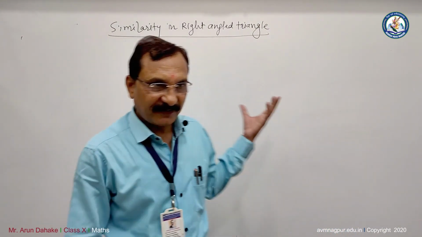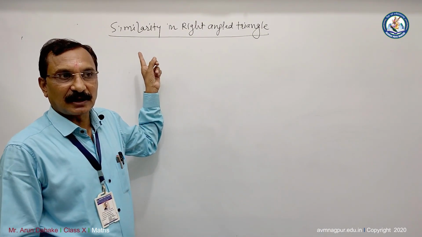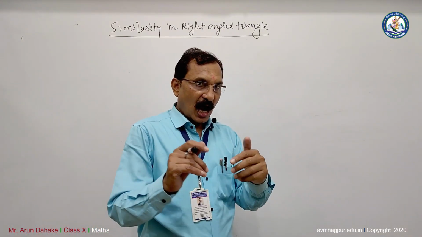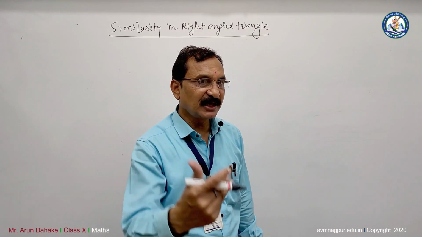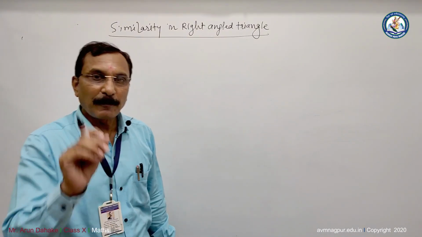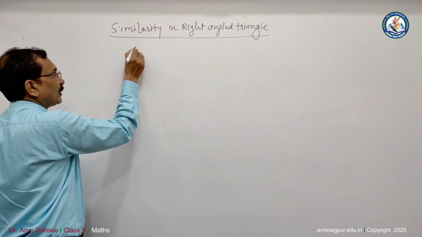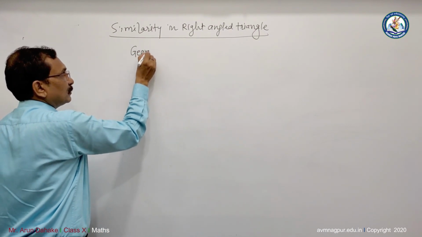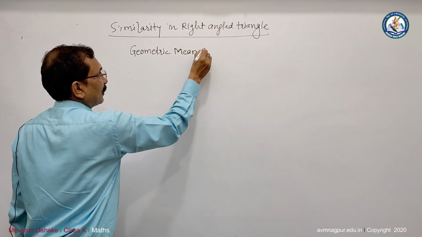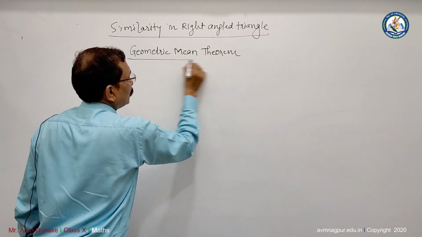Now, after this first theorem, that is the property of similarity in right angle triangle, I will start the next part, that is called the geometric mean. What is the property of geometric mean? Now, the geometric mean theorem. See, what is this theorem?